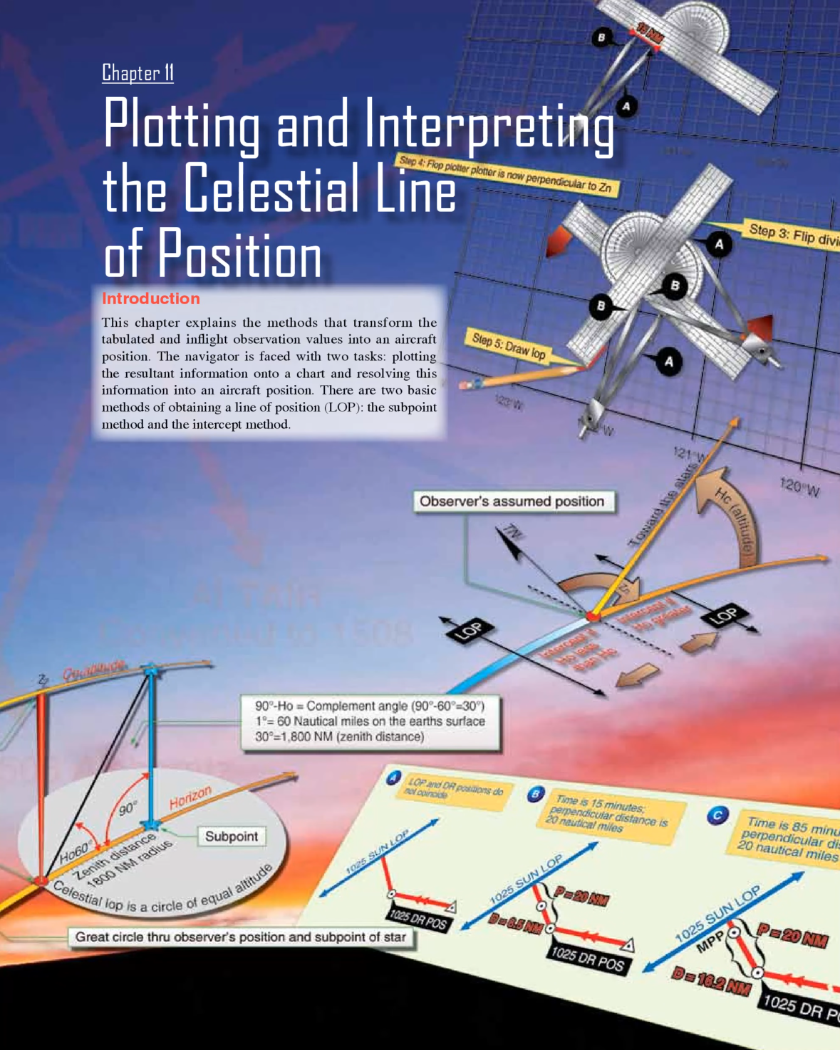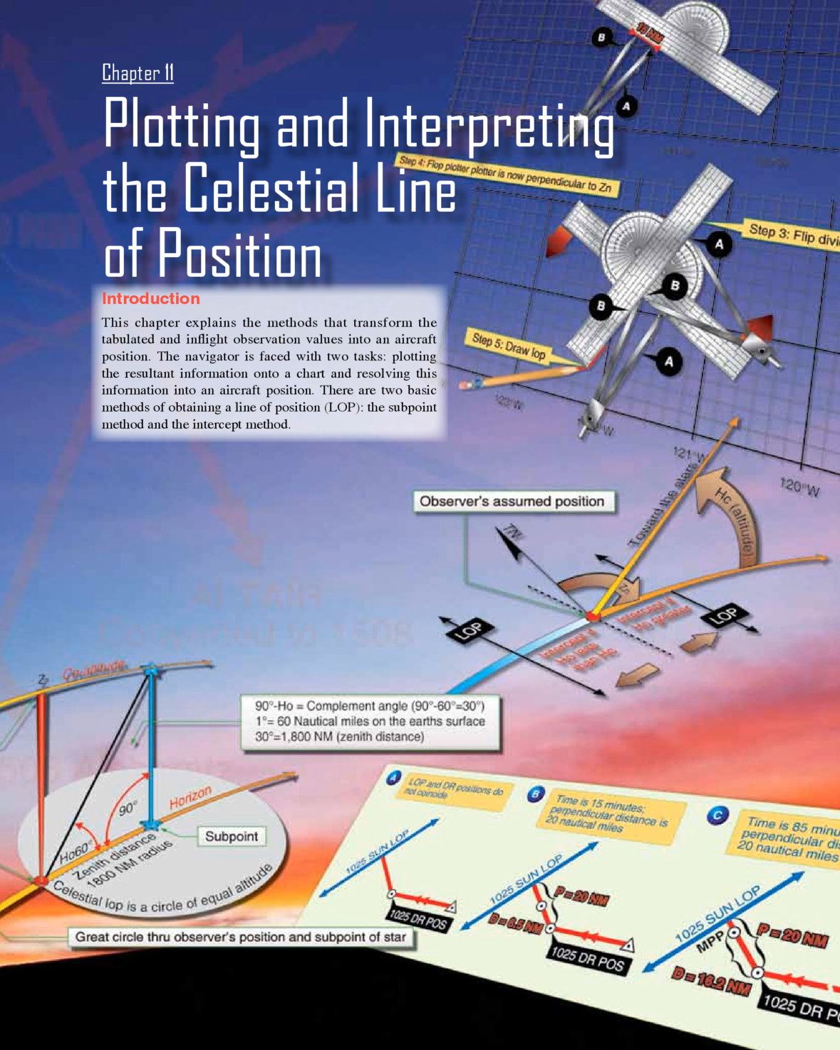Chapter 11: Plotting and Interpreting the Celestial Line of Position. Introduction. This chapter explains the methods that transform the tabulated and in-flight observation values into an aircraft position. The navigator is faced with two tasks: plotting the resultant information onto a chart and resolving this information into an aircraft position. There are two basic methods of obtaining a line of position, LOP: the subpoint method and the intercept method.